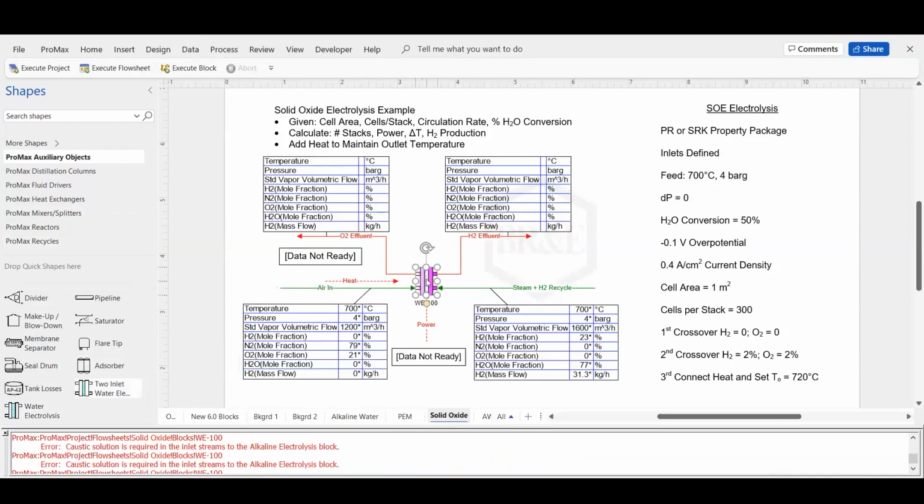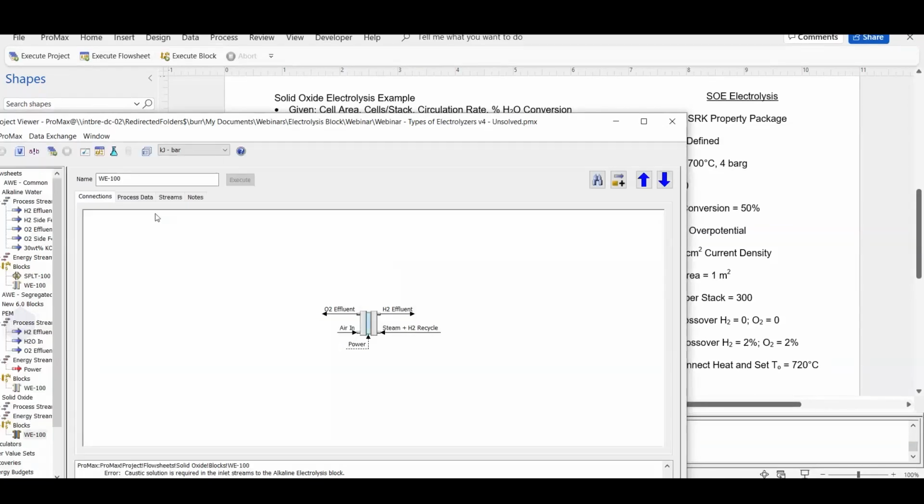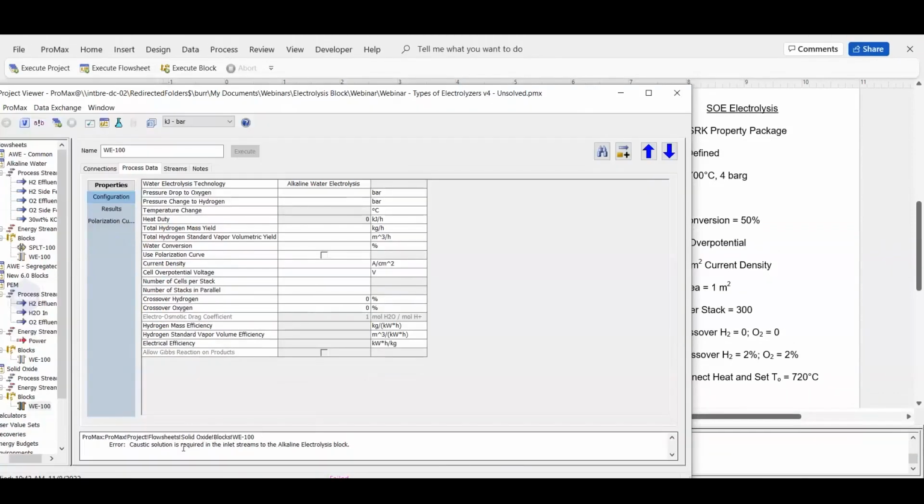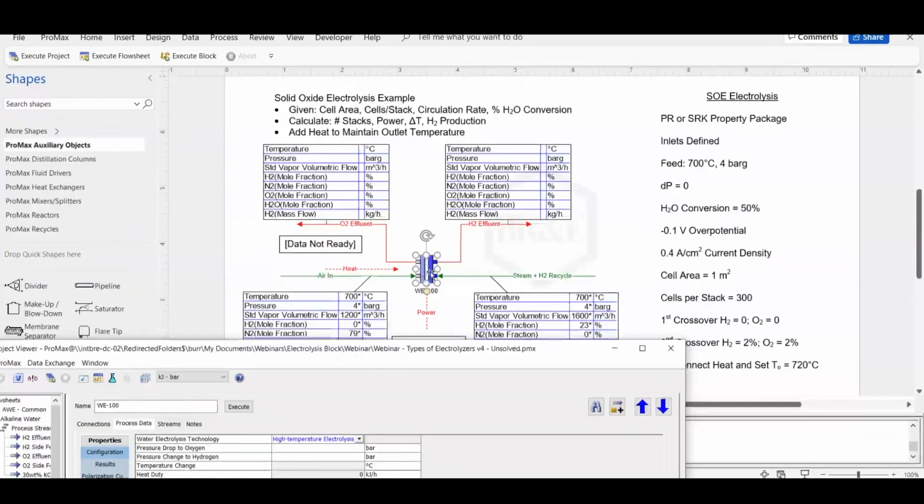And initially it turns pink because the default electrolysis type is alkaline water, and there's a message that it expects to have caustic solution here. So we have to change this to the high temperature electrolysis type, and then it goes back to being a nice blue block.